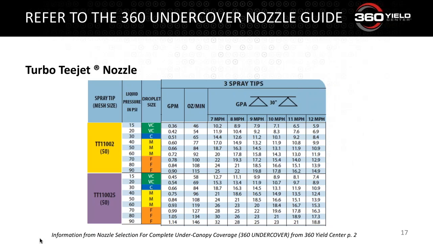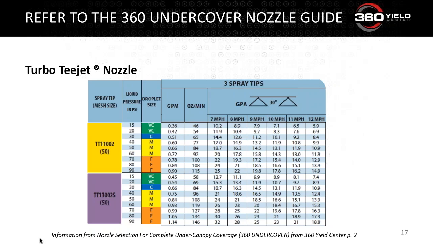Just wanted to point that out. But now let's go across the chart. The first column there is liquid pressure in PSI. These different nozzles are rated for different operating pressures that they work well in.